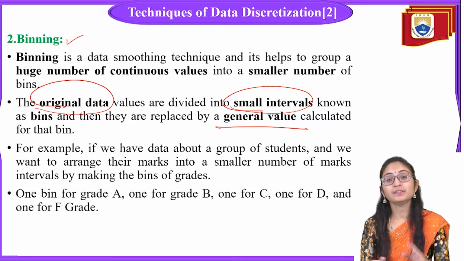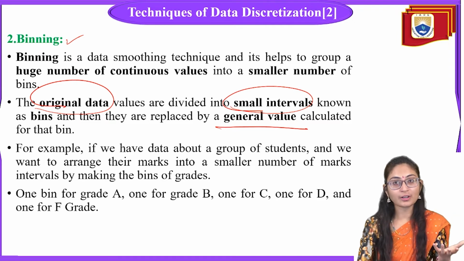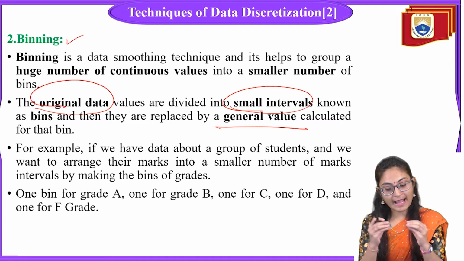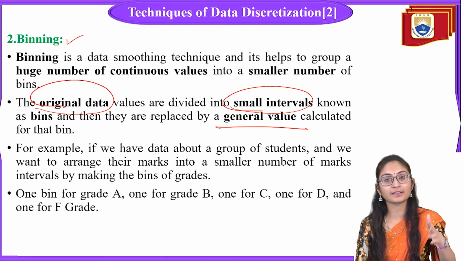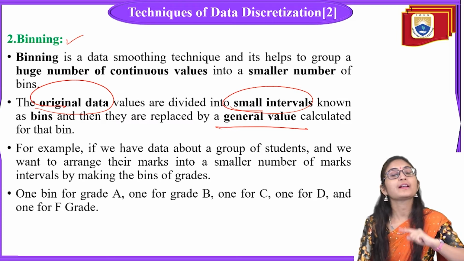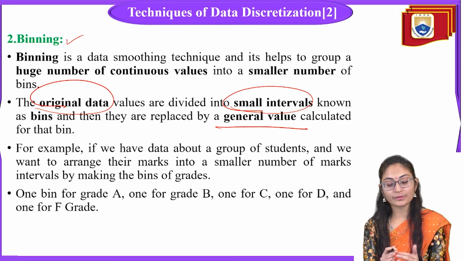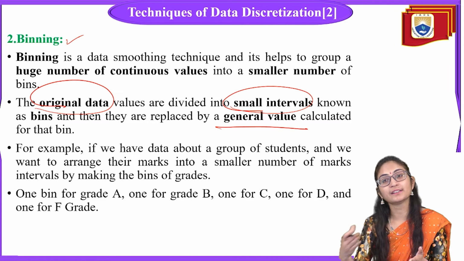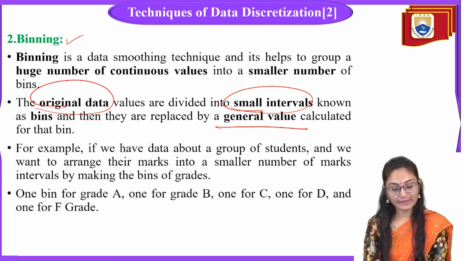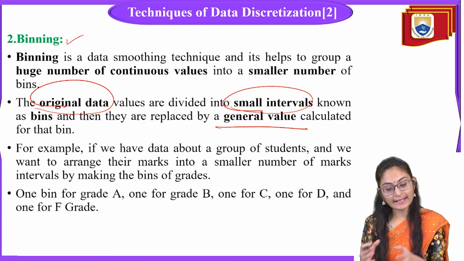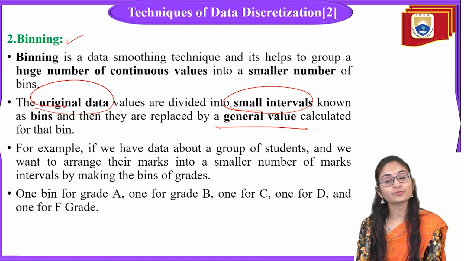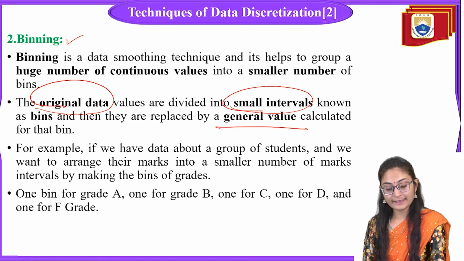For example, we have some student data containing the marks of the students, and they are shown by some grades, and the bins will be shown by some grades. We can say grade A, grade B, grade C, then D, F, like this. That means we are showing the bins as grading. We are showing our bins as grading points.